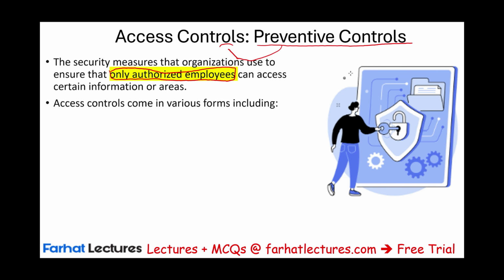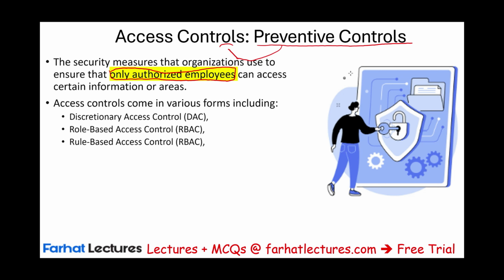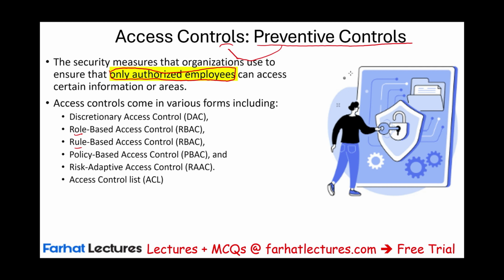And access control can come in various forms and various methods. We could have discretionary access control. We could have role-based access control. We could have rule-based access control. Notice the difference between role-based and rule-based is only one letter. And we'll discuss each one of those in detail in this session. We could have policy-based access control and risk adaptive access control. We're also going to discuss briefly access control lists, or ACLs.